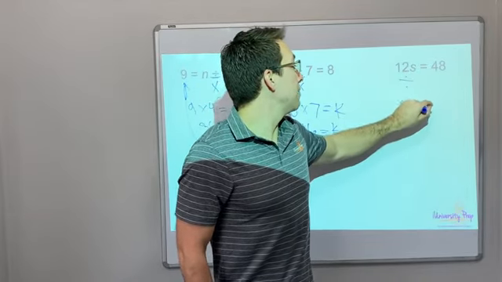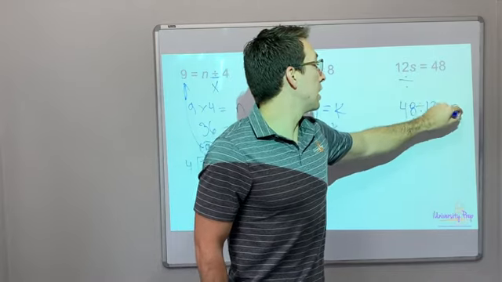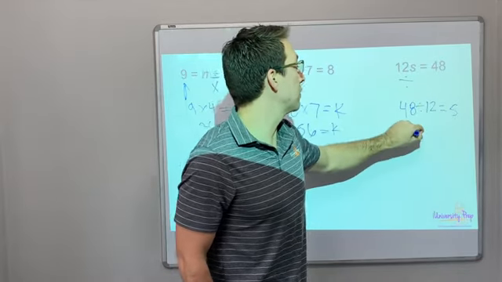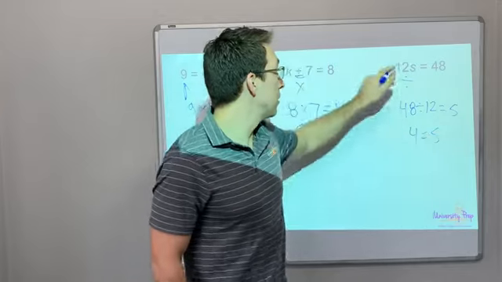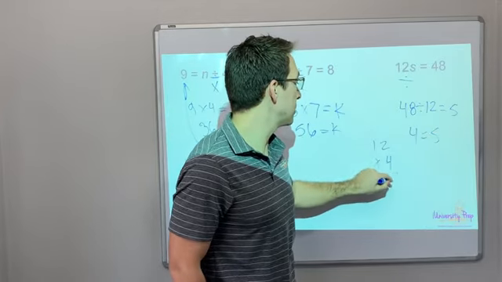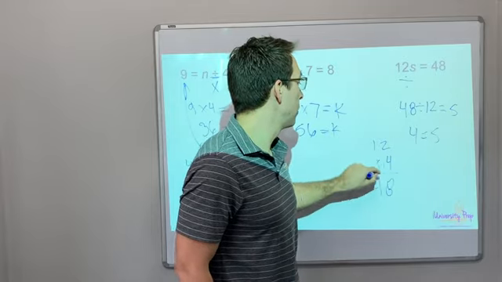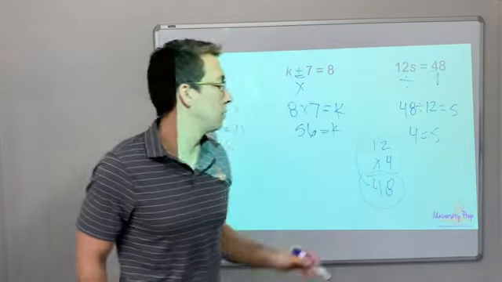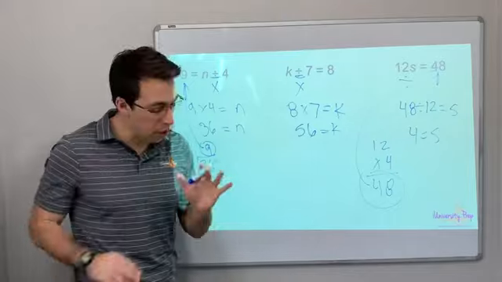48 divided by 12 equals S. 48 divided by 12 is 4, so S equals 4. Let's check: 12 times 4. 4 times 2 is 8. 4 times 1 is 4. 48. With algebra, we can always check our answer.